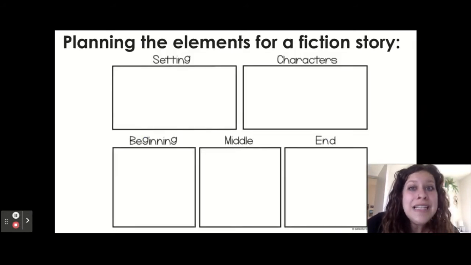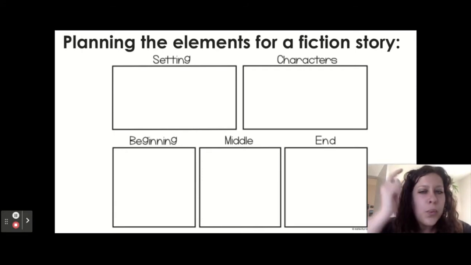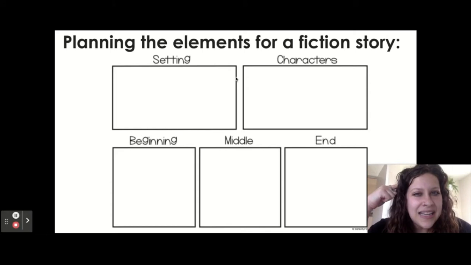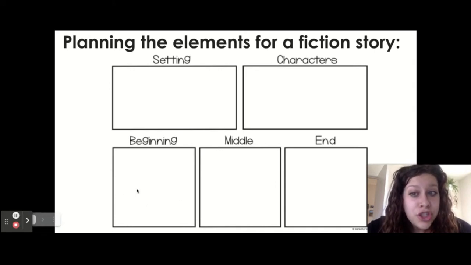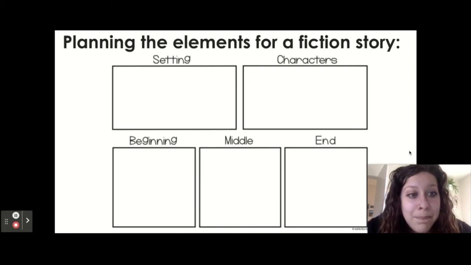So we are going to plan out the elements for a fiction story. In the past, we have called this brainstorming. We're going to brainstorm a new fiction story. And today we're going to plan out all of the parts. So we're going to come up with a setting. We're going to come up with some new characters. And we're going to figure out what those characters do in the beginning of the story, the middle of the story, and the end of the story. What the problem is, what the solution is, what happens.